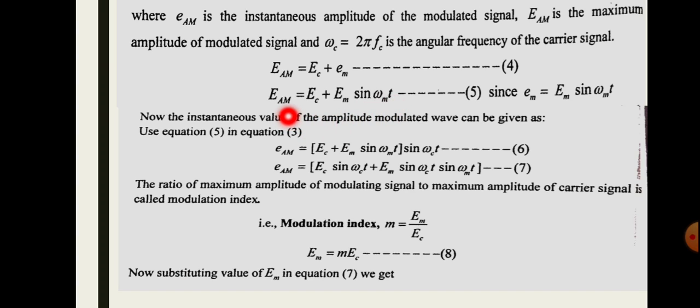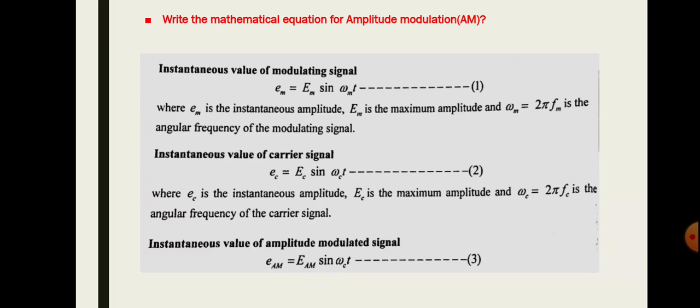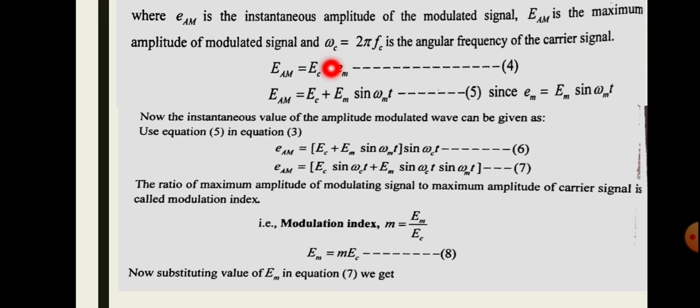So we can write the instantaneous value of the amplitude modulated wave eAM equal to, we have the equation eAM equal to capital EAM into sin ωct. Instead of EAM we can substitute this value. So eAM will be equal to (EC plus EM sin ωmt) into sin ωct. We can multiply this sin ωct with the terms inside the bracket. So eAM will be equal to EC sin ωct plus EM sin ωct sin ωmt.